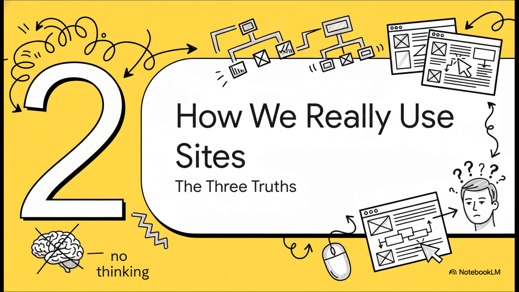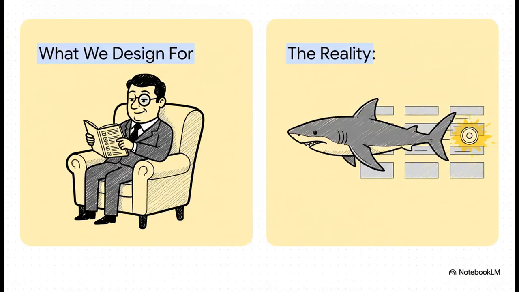So why is this don't make me think thing so important? Well, it's because the person we think we're designing for, this perfectly patient, rational user who reads everything, they're a myth. They don't exist. The way people really use the web is a lot messier. Yeah, we built these websites thinking people are going to sit down and read them like a novel. But the reality, it's more like this slideshows. People are scanning, they're glancing, they're looking for keywords, and they click the very first thing that seems like it might be right.